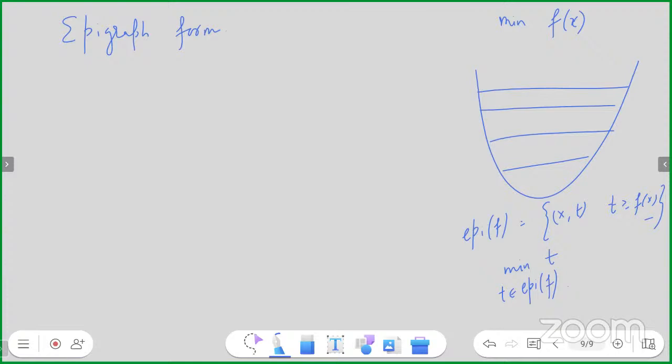Is the meaning of this clear? One way to show that the optimal value here is the same as the optimal value here is to show less than or equal to in both directions. That's one way of showing it. Otherwise, just give me a conceptual answer. What does it mean to minimize t such that t belongs to epigraph of f? Can it be lower than this? Just argue.